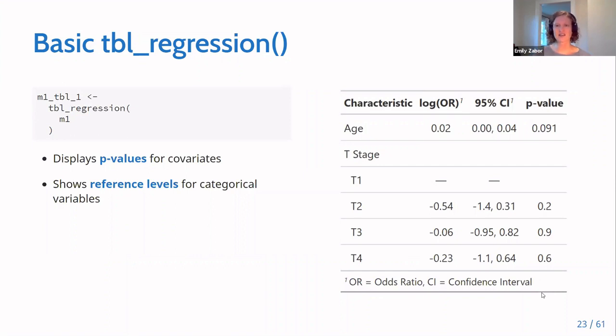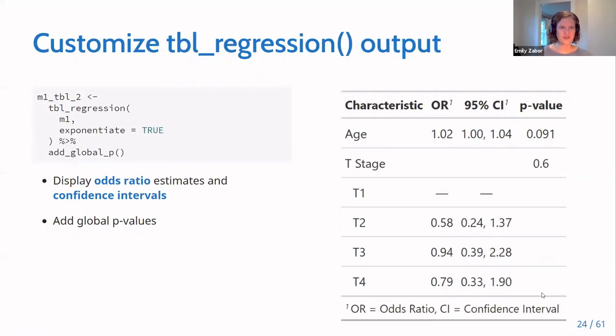So this is the basic output from tbl_regression. It gives you your variables down the row, and then your estimates, a 95% confidence interval, and the p-value. And so this is already a great start. It gets rid of the extraneous information and gets us a nice looking table. So now we can add some different arguments to it.